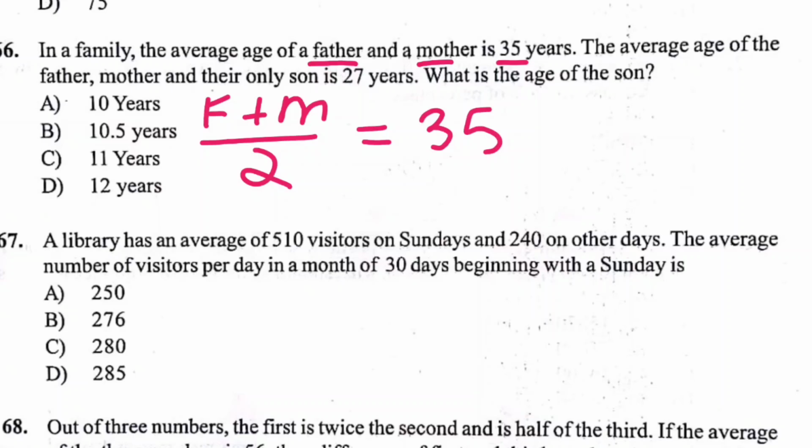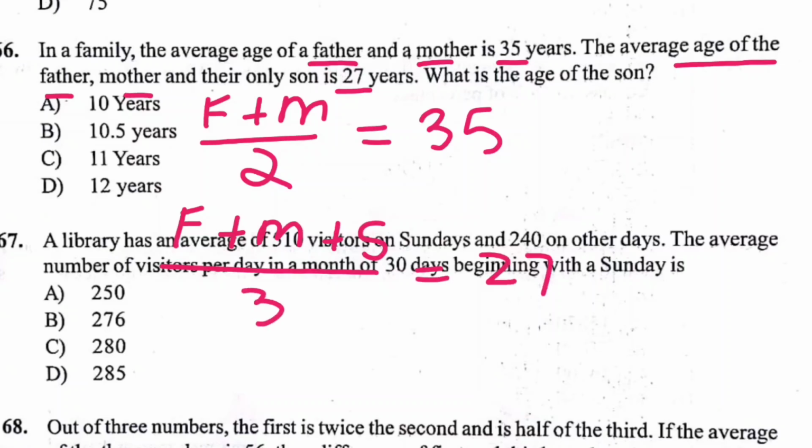Here we have 2. Then we are being told the average age of the father, mother and their only son is 27 years old. That is the age of father plus the age of mother plus the age of their only son. Since we write it in average form, we divide it by 3 and it is equal to 27 years. We need to find out the age of the son. Now we know F plus M upon 2 is equal to 35.